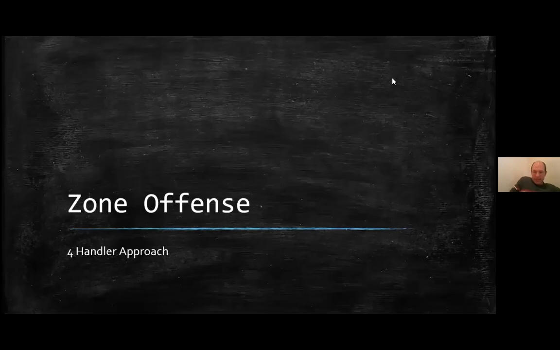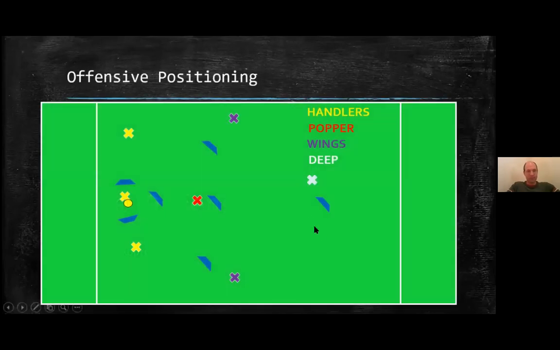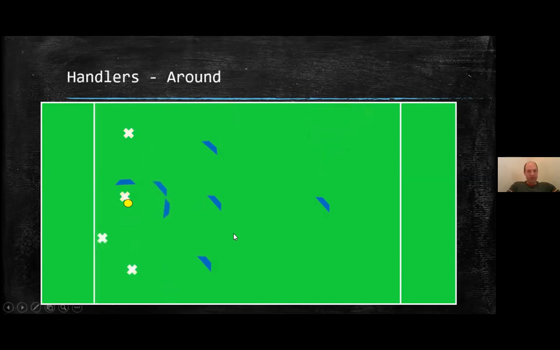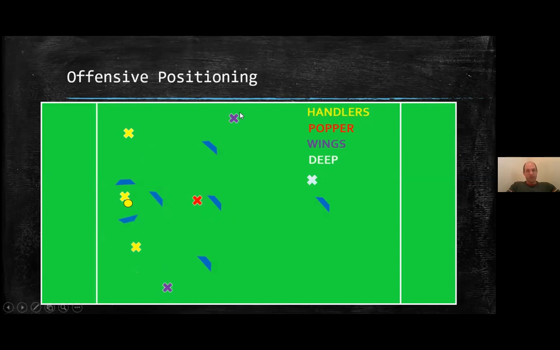I'm going to talk about a slightly different setup where we have 4 handlers instead of the 3 that Jen went over, which I would say is the more traditional approach with 3 handlers. So just visually, we're bringing one of the wings down. We have 4 handlers now. The 2 on the edges are essentially a hybrid handler-wing position. We've got a popper. This one person in this setup we would call a topper, or I guess a wing, and then the deep.